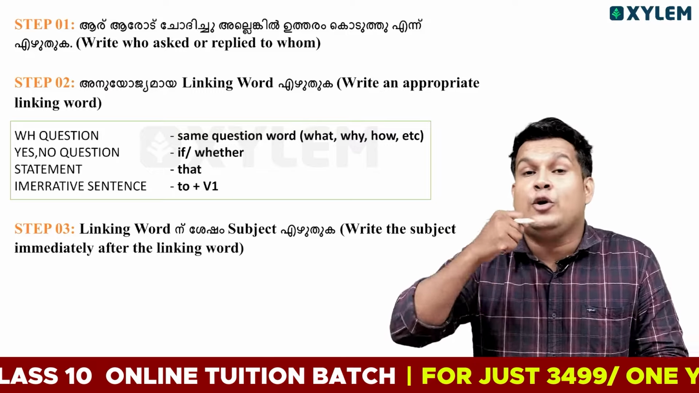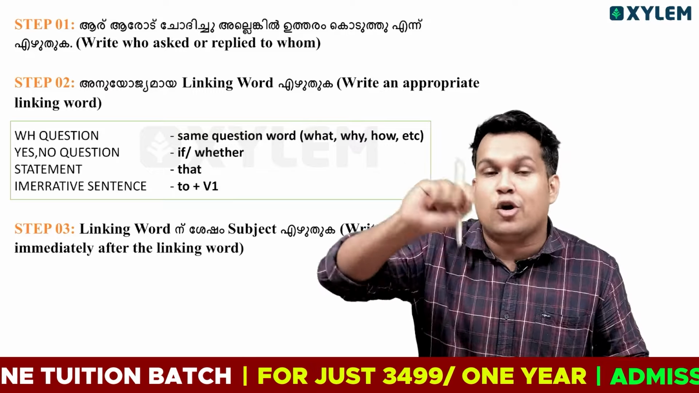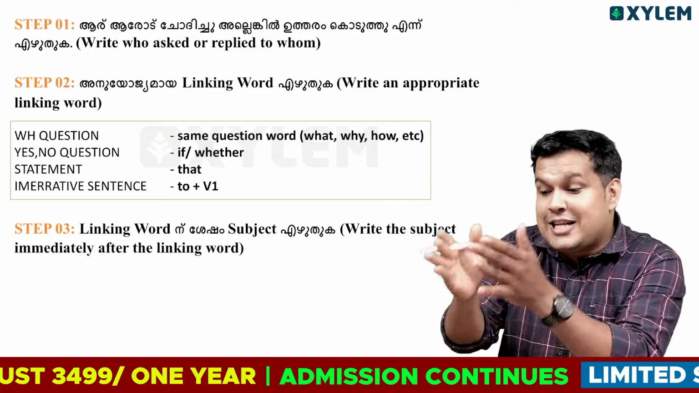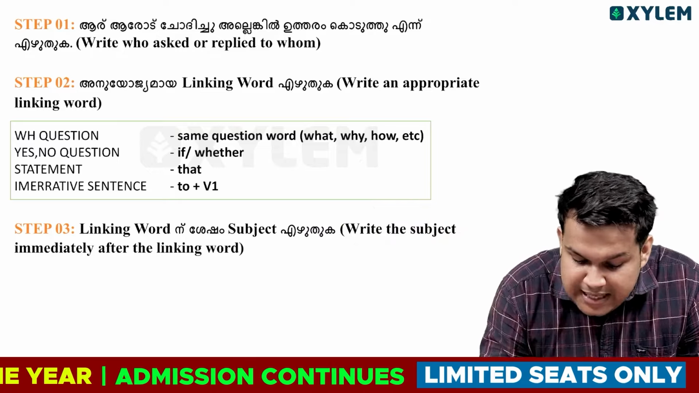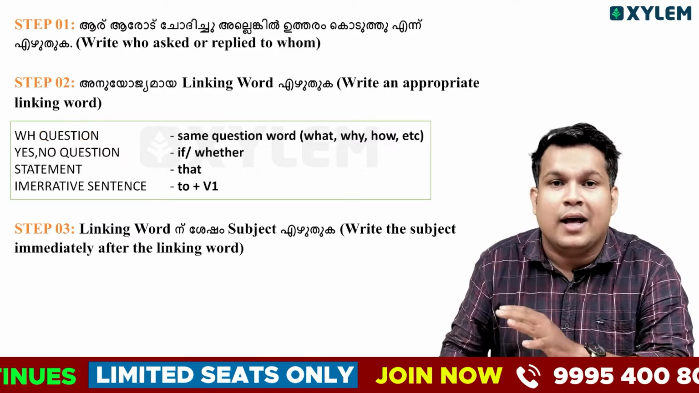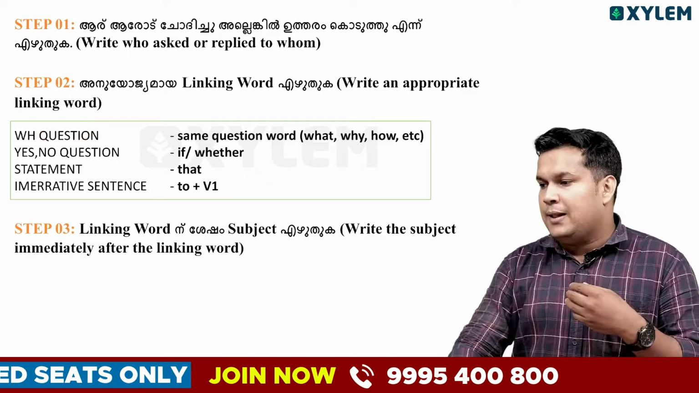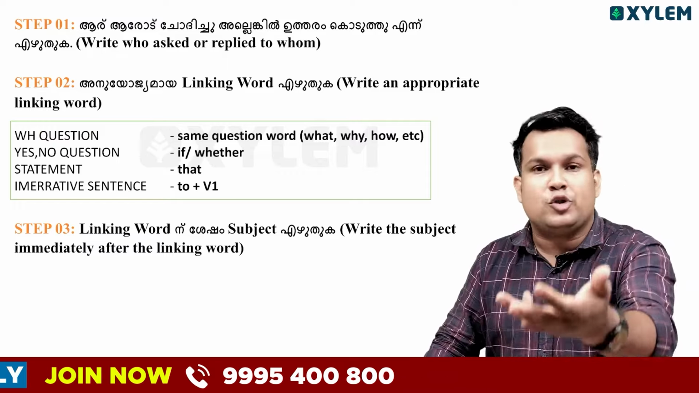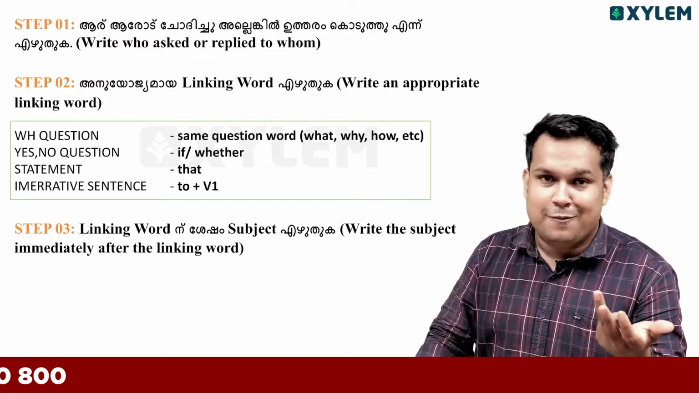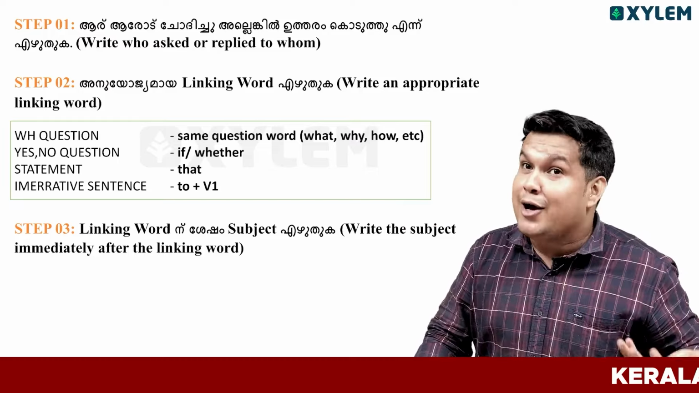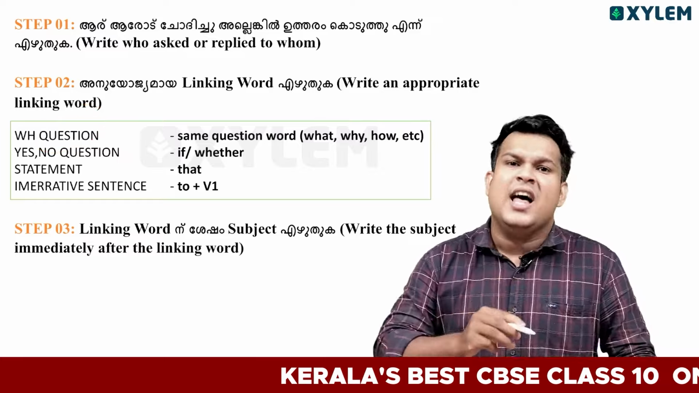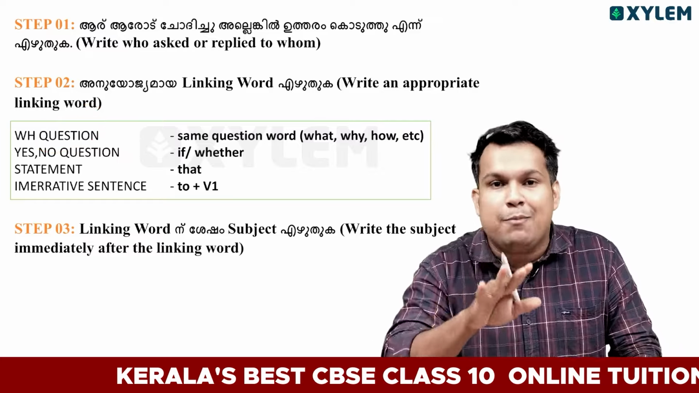So how are you going to decide which linking word you are going to use in that particular question? It's very simple. You look at the type of sentence given. If the sentence given is a WH question, the linking word is the same question word. For example, if the question you are supposed to report is what are you doing, the linking word is what. If the question is where are you going, the linking word is where. So in a WH question, the linking word is the same question word.